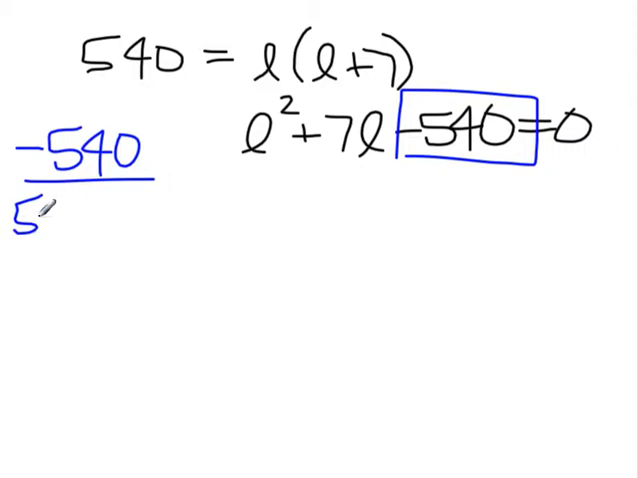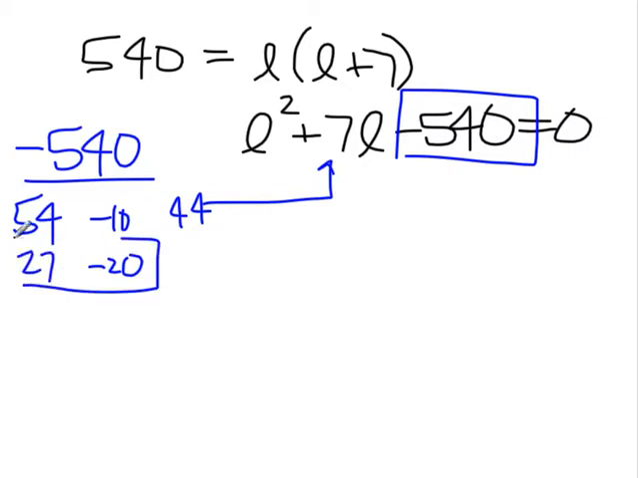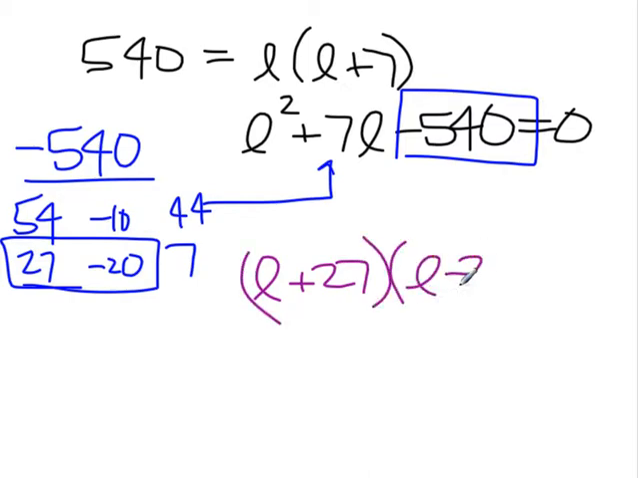I could make this positive 54 times negative 10, which gives me a sum of 44. Now you can see that I'm pretty far off from the 7. But the fact that both of these are even gives me a real chance to do something interesting here. If I multiply the right one by 2, then I have to divide the left one by 2. This set gives me the positive 7 that I'm looking for. So this tells me that L plus 27 times L minus 20 is going to equal 0.